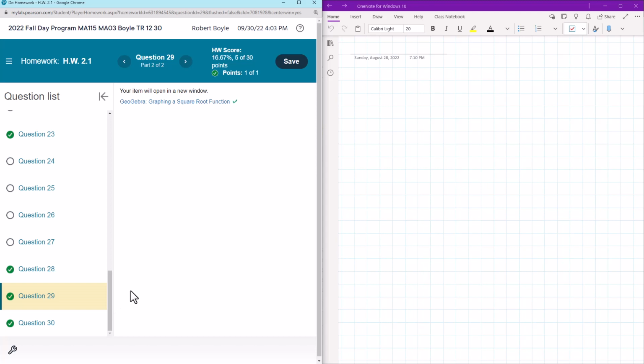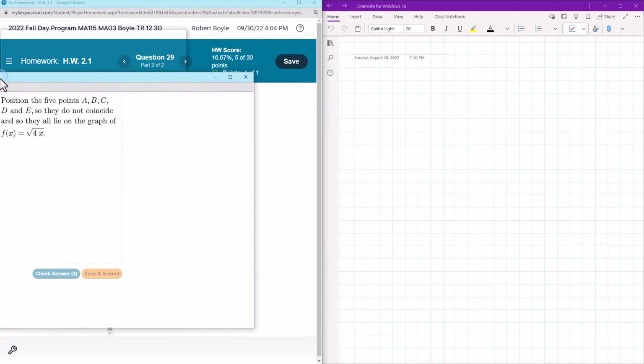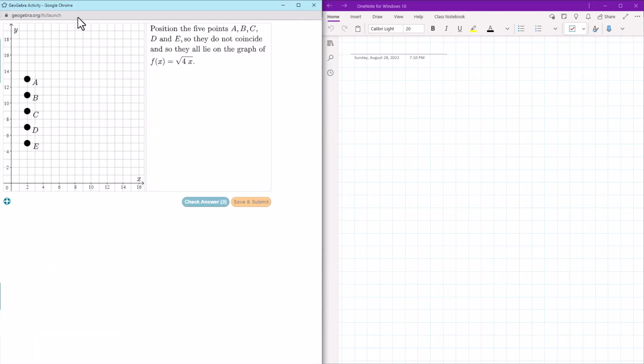Okay, so this video is going to go over questions 29 and 30 in homework 2.1. In 29, we have to graph a square root function. So let's go ahead and click on our GeoGebra thing. Let me bring this over here. And this is what we want to do.